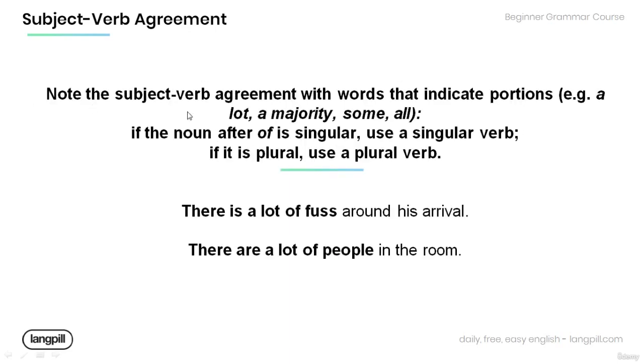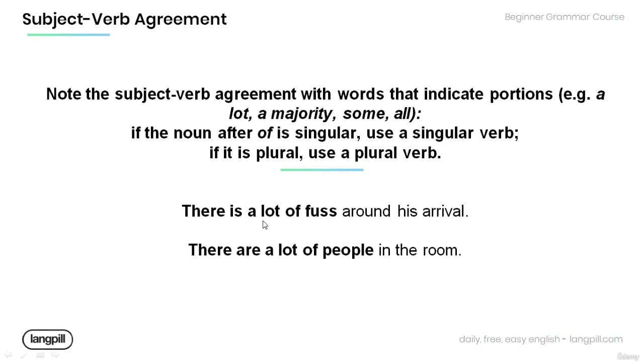Also note the subject-verb agreement with words that indicate portion. For example, a lot, a majority, some, all. Now, if the noun after of is singular, make sure to use a singular verb. And if it is plural, use a plural verb. Have a look at the following examples.